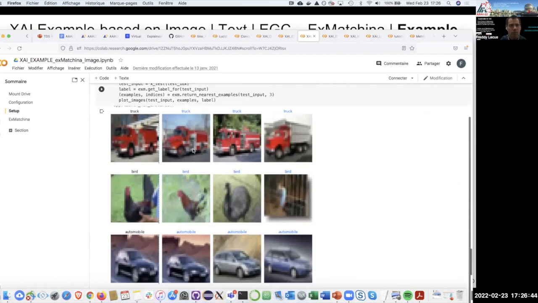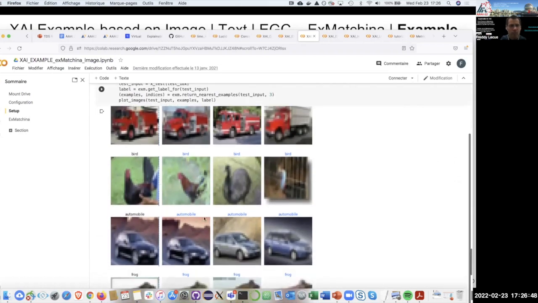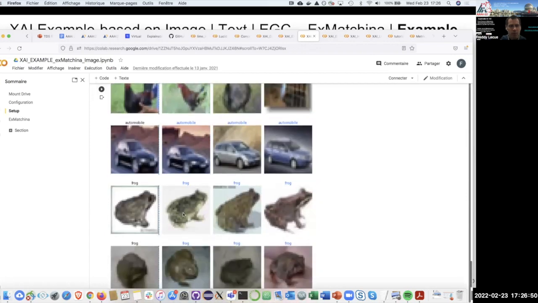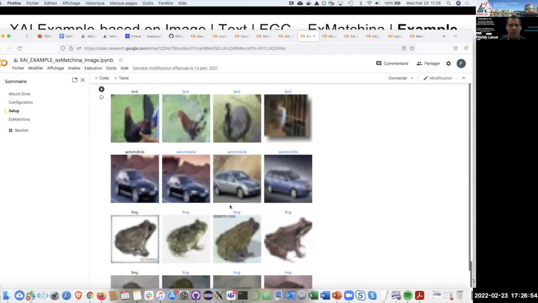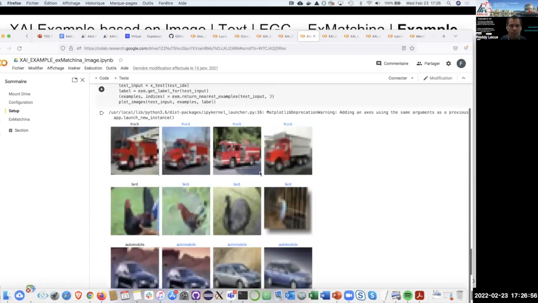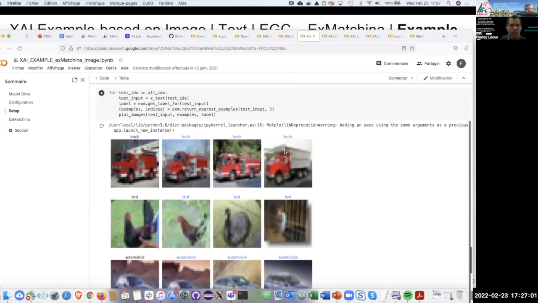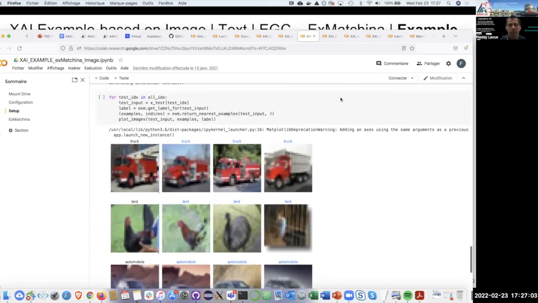So you get the 3 examples. The same for birds. They give you the closest examples: automobile, frog, and again frog. So you can see that, well, some are questionable, right? The last one on the truck is not a really similar example.